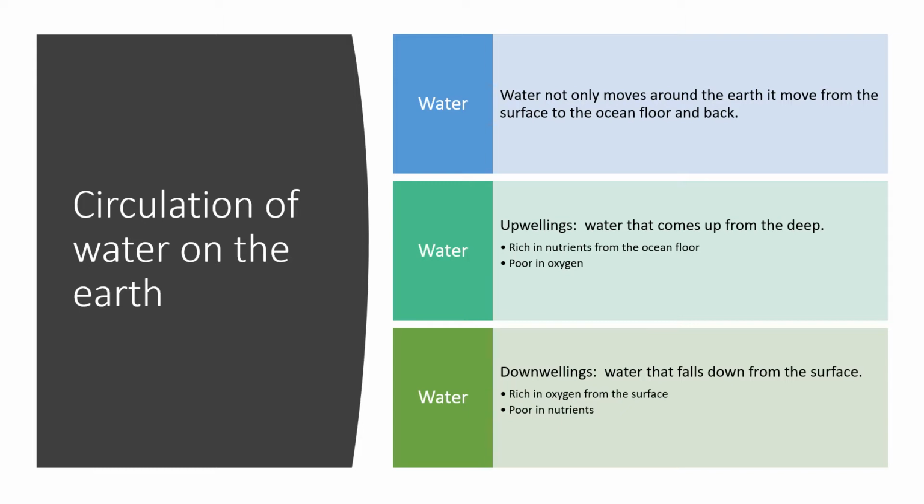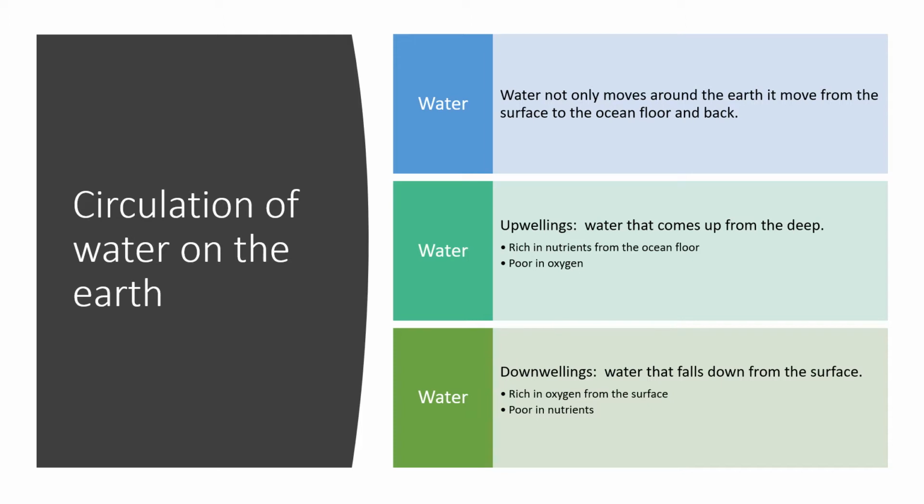The other way that water circulates is called a downwelling. And that's when water falls from the surface down to the deep parts of the ocean or down toward the ocean floor. That water is going to be very rich in oxygen because it was at the surface and oxygen is going to diffuse into the water very easily. However, nutrients are going to be very poor because obviously when everything dies, it falls to the ocean floor.